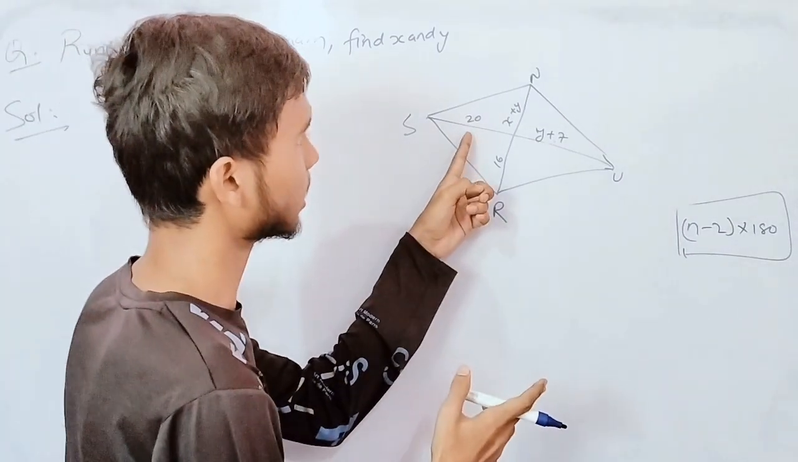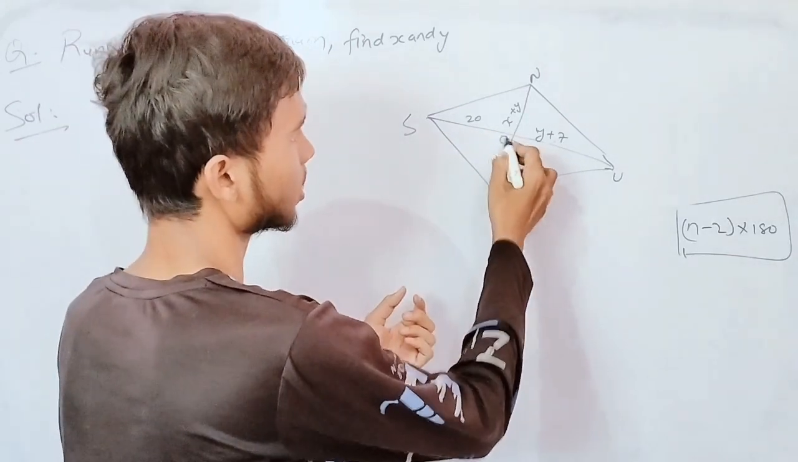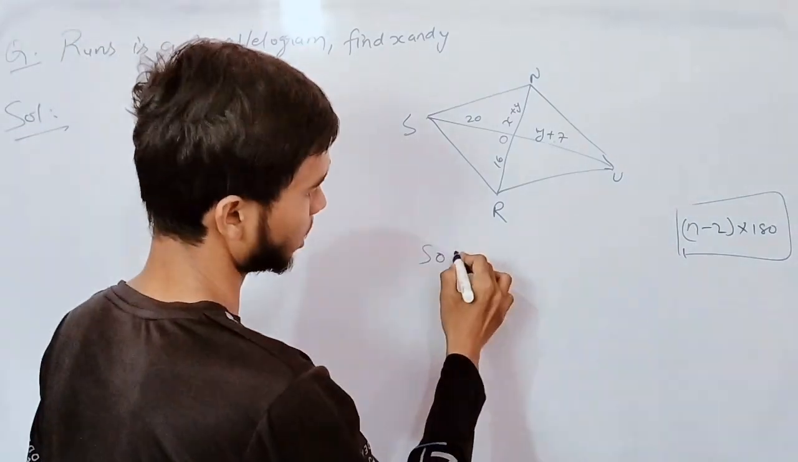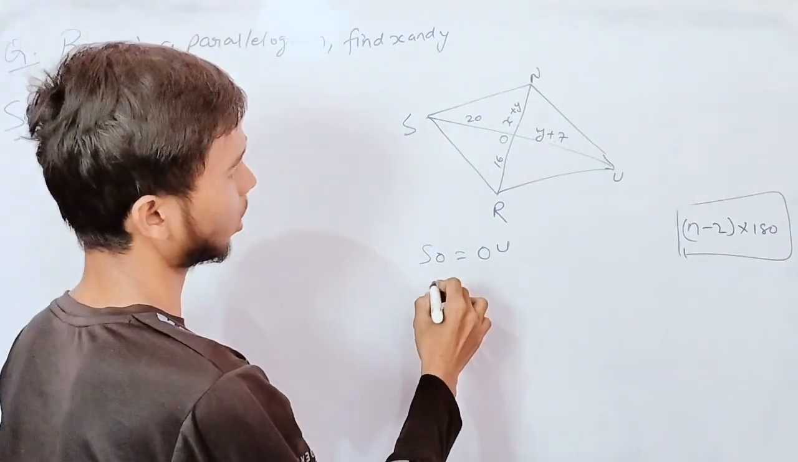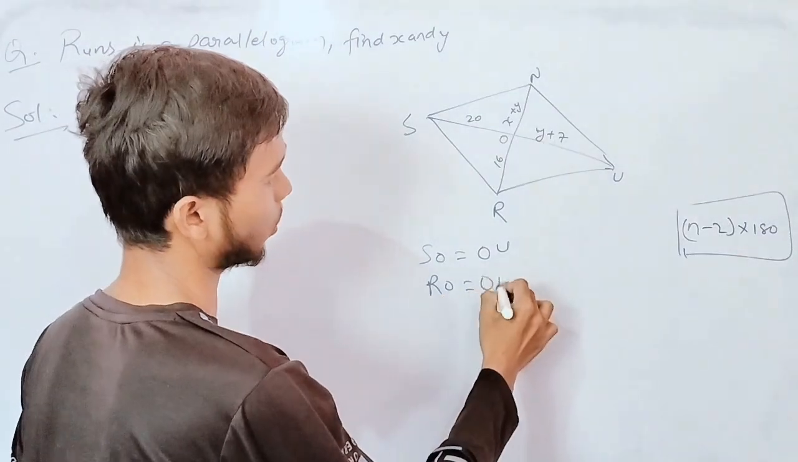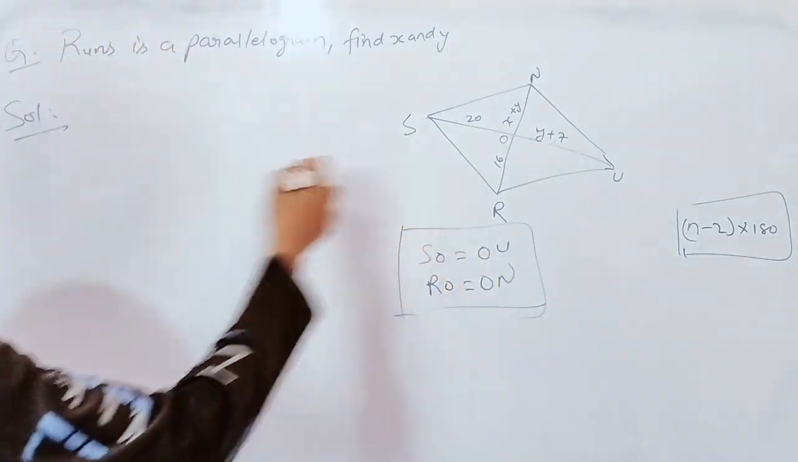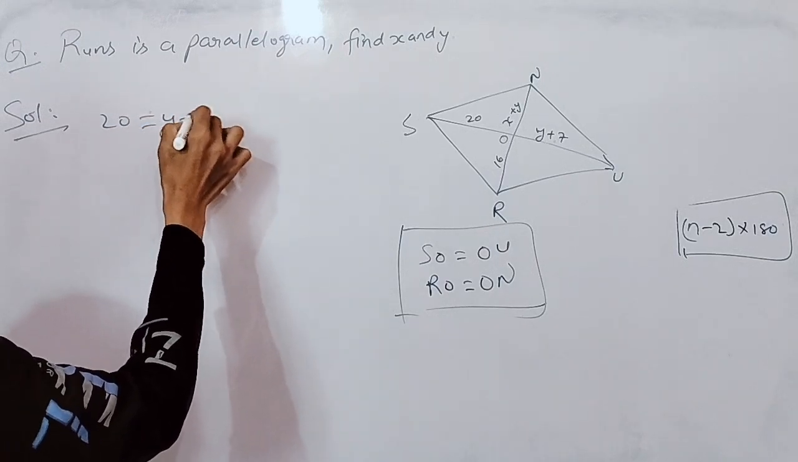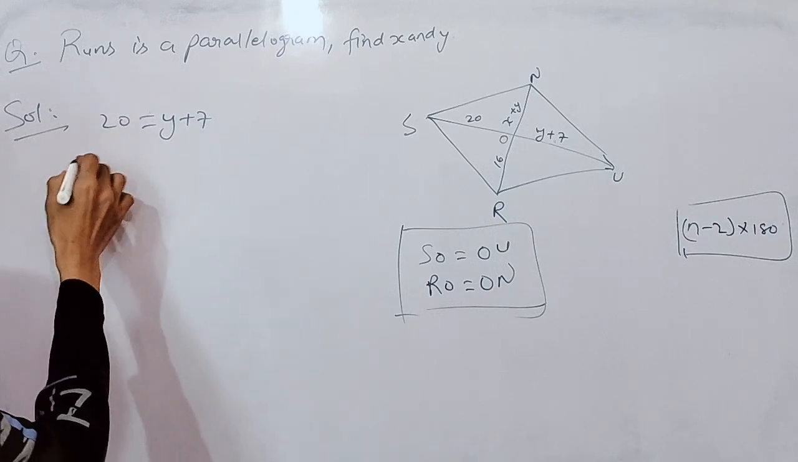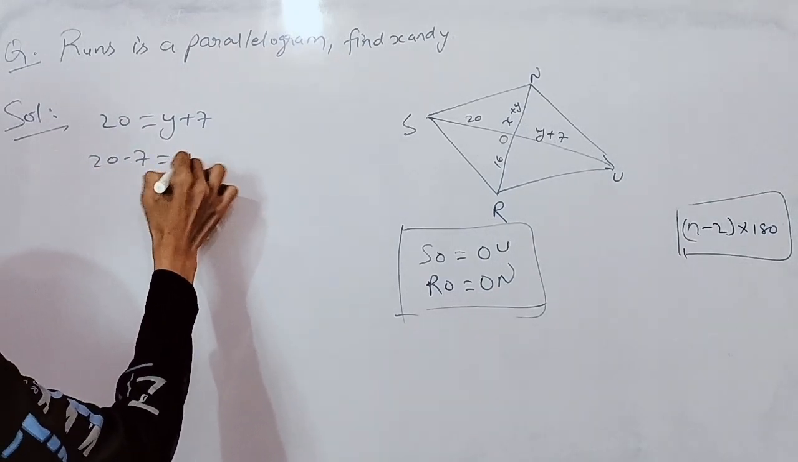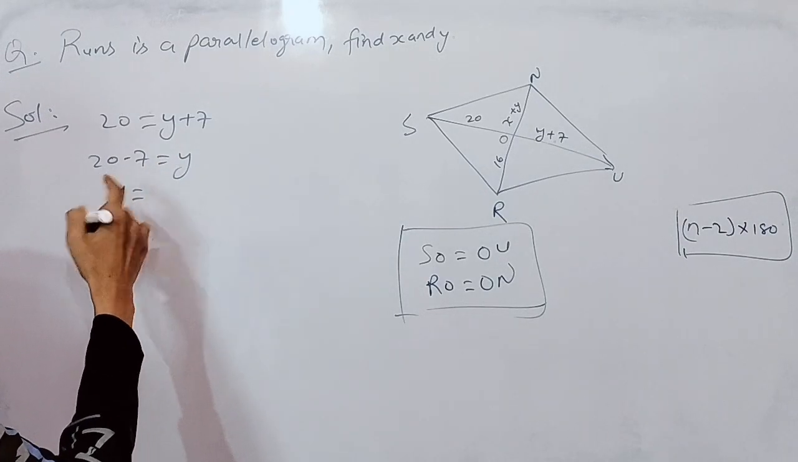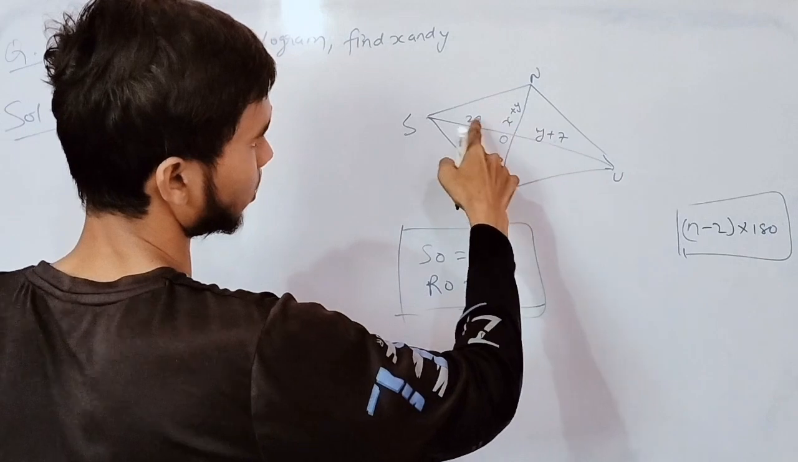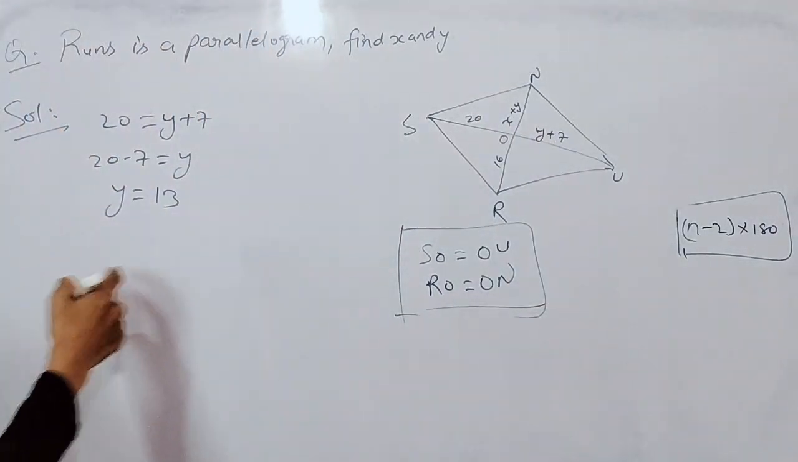Let's say both are intersecting at O. As you know, the halves are equal: one half of each diagonal equals the other. So from here we can find 20 is equal to y plus 7. 20 minus 7 is equal to y. From this we are getting the value of y. Then we put y as 13, so this will become 20. Both are equal.